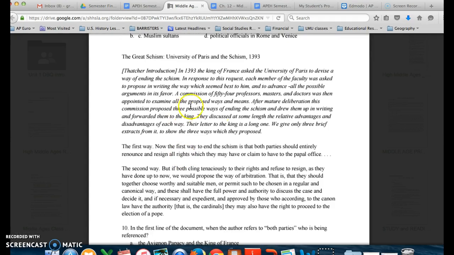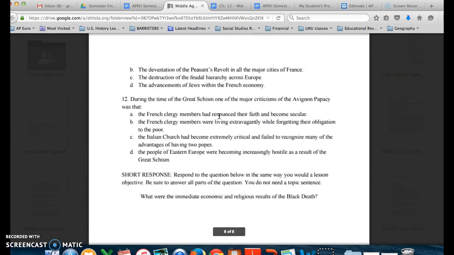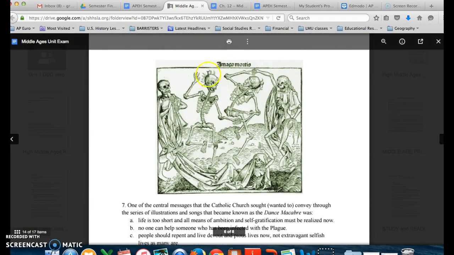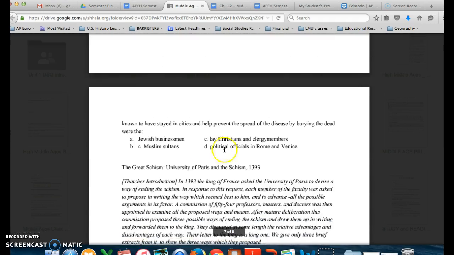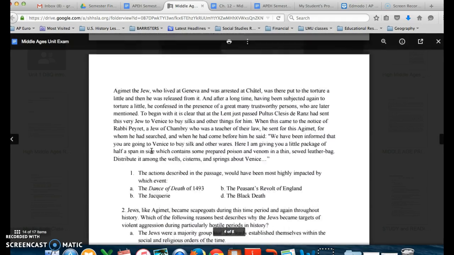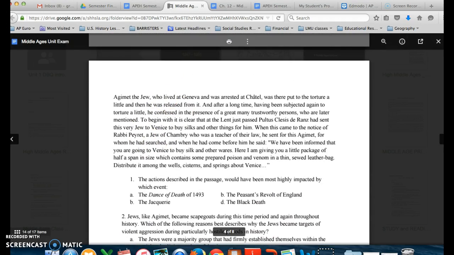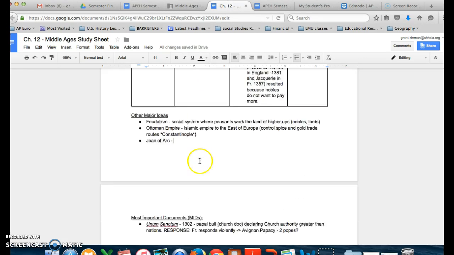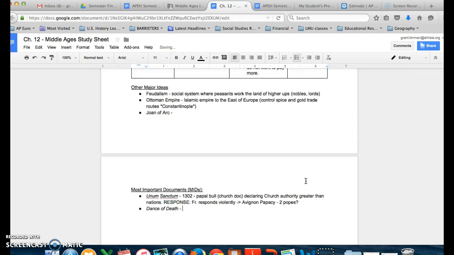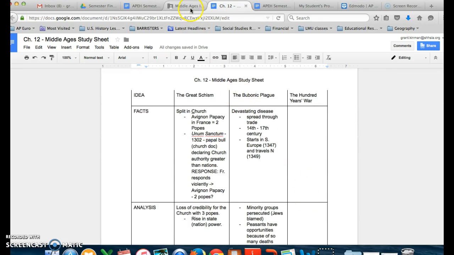The Great Schism. There's another primary source. You don't have to add all of them, but I would definitely include the Dance of Death and know what was the point of these documents. What was being said here? What was being said here, and then I would definitely make a note. Dance of Death, what was that? Alright, so that is basically what I want you to do for each chapter.